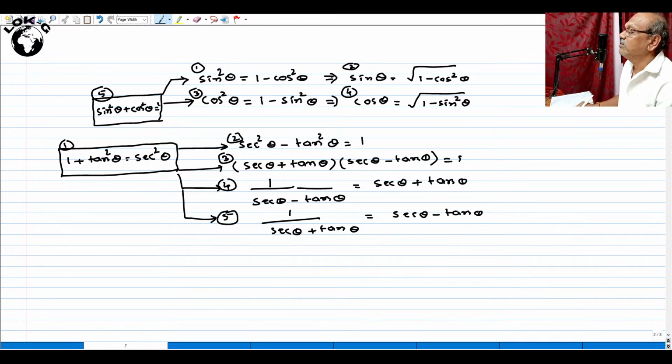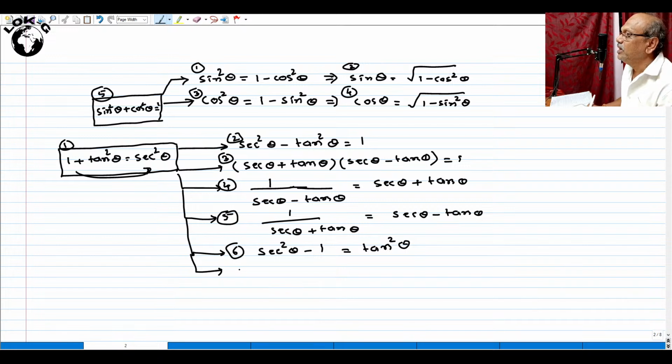You just have sub formulae and add them as they are. You can do this also. If I come back here, if I take 1 to the right, from this equation you get sec square theta minus 1 is equal to tan square theta. This becomes another useful formula. And if I take the seventh one, taking square root on both sides, what do you get? Root of sec square theta minus 1 is equal to tan theta. I hope you understood.